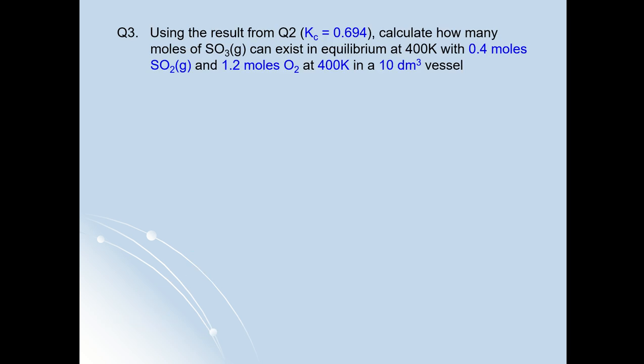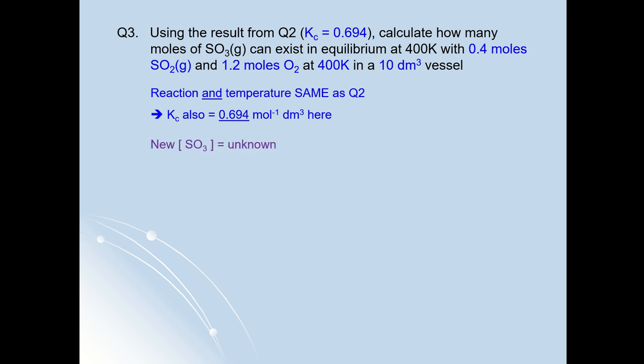Okay, let's have a look at the next one. Right, so this time we have changed the goalposts a bit, in that we're using the result from question 2, in other words the Kc of 0.694. And this time we've got to calculate how many moles of SO3 will exist in equilibrium when you've got 0.4 moles of sulfur dioxide and 1.2 moles of oxygen in a 10 decimeter cubed vessel. So we've got to do some rearranging of the equation. We already know the Kc, because it's the same temperature and it's the same reaction as we had in question 2. So the Kc, being temperature dependent, doesn't change.